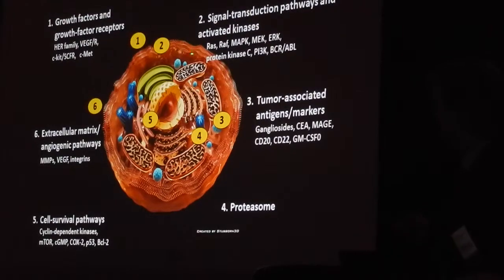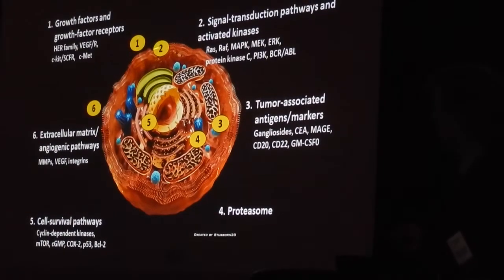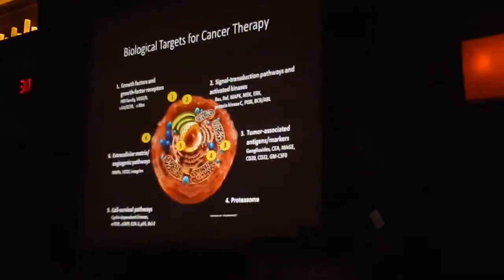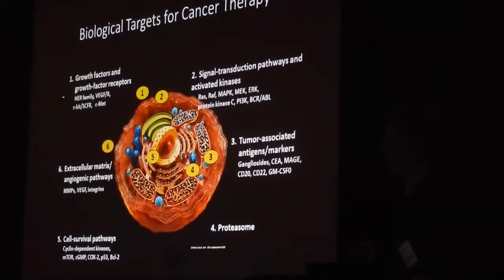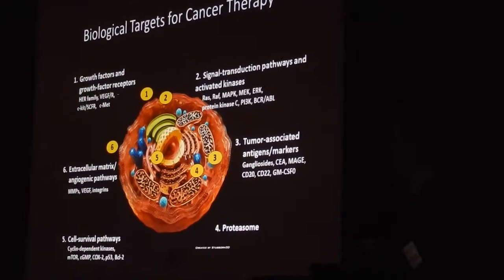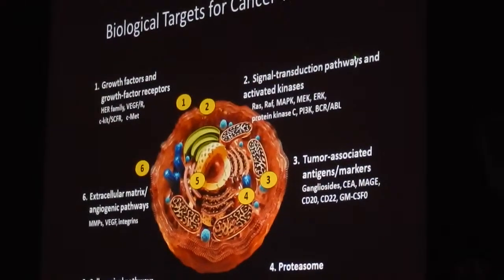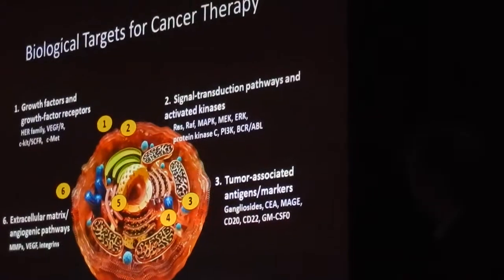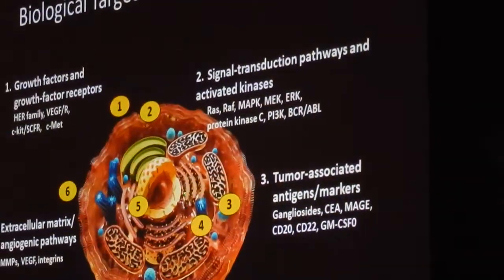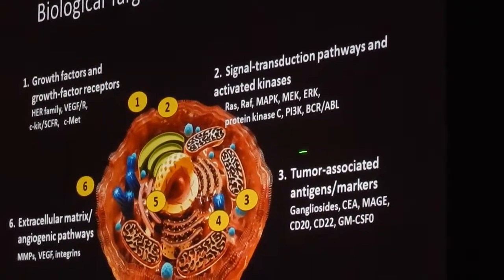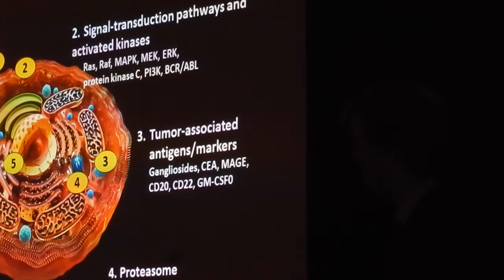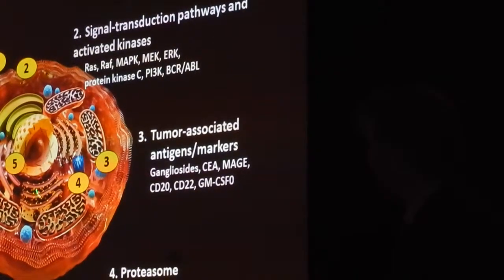But in a tumor cell, if you want to try and use targeted therapy, you have different parts of the cell you can go after. You can target growth factor receptors, such as the HER family, the epidermal growth factor family, VEGFR, there's drugs against both of those. Signal transduction pathway kinases, things like RAS and RAF and MAP kinase that take the signal from outside the cell and bring it into the cell. Tumor-associated antigens that are aberrantly expressed when the cell becomes a tumor cell. Parts of the proteasome.